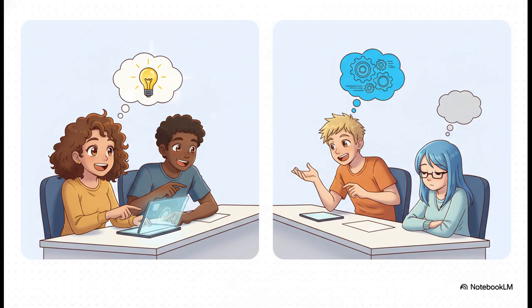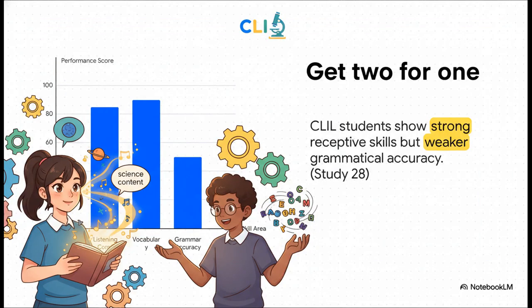The big takeaway for us as teachers, it's not enough to just say work in pairs. We have to design tasks where they need each other to succeed. And finally, we have that 2-for-1 deal. This is often called CILL, which stands for Content and Language Integrated Learning. It's really just a way of saying you teach a subject, like science or art, using English. And as you can see from the research here, it's an absolute powerhouse for building vocabulary and listening skills.